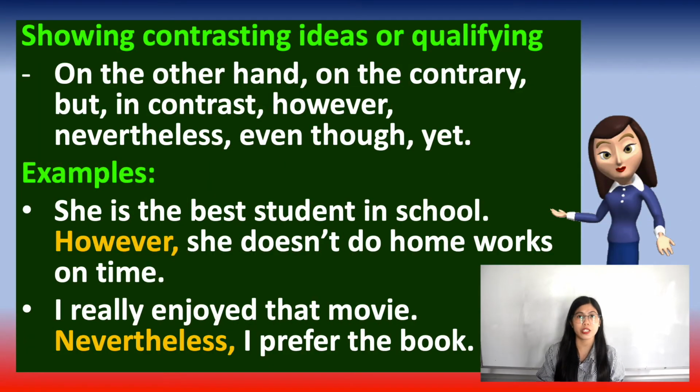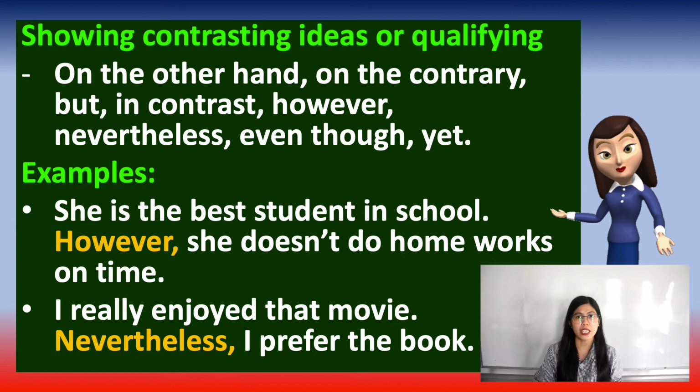Next, if we want to show contrasting ideas or if we are qualifying, we may use these transitional devices. On the other hand, on the contrary, but, in contrast, however, nevertheless, even though, and yet. Example: She is the best student in school. However, she doesn't do homeworks on time. So, as you can see here, the transitional device "however" shows contradicting ideas.